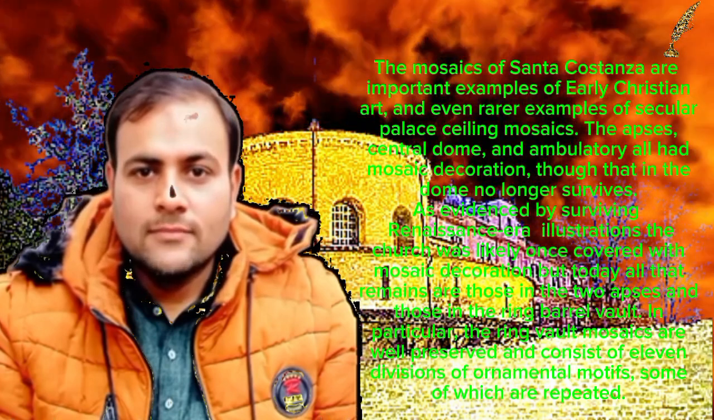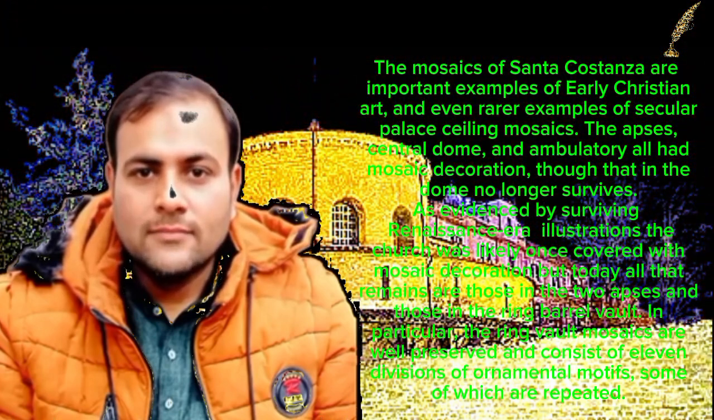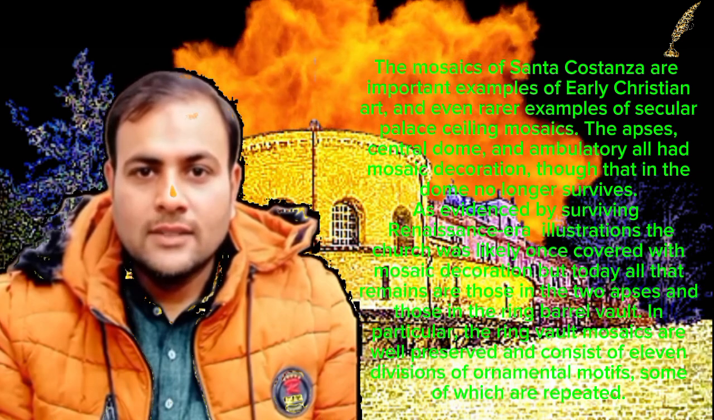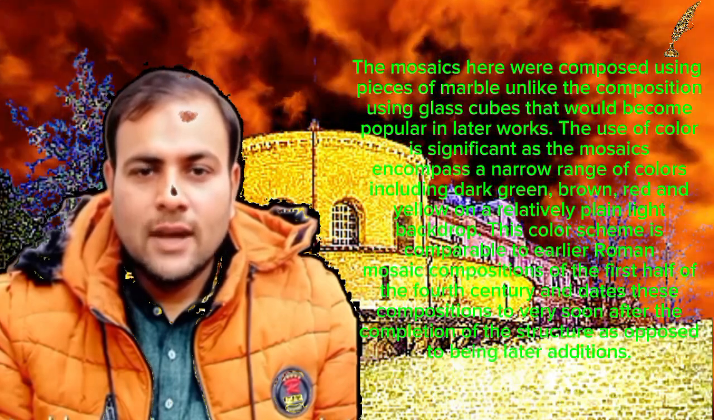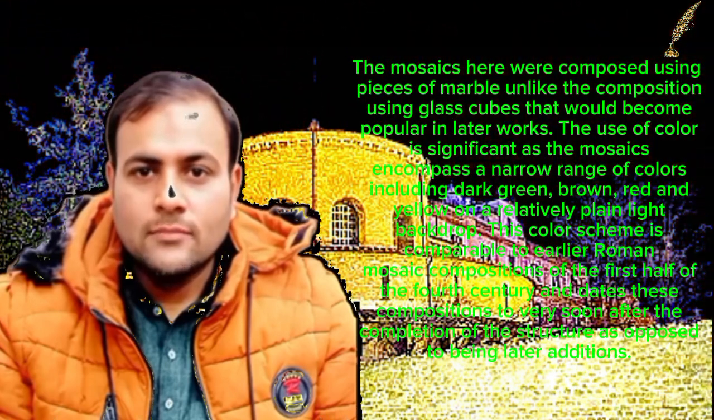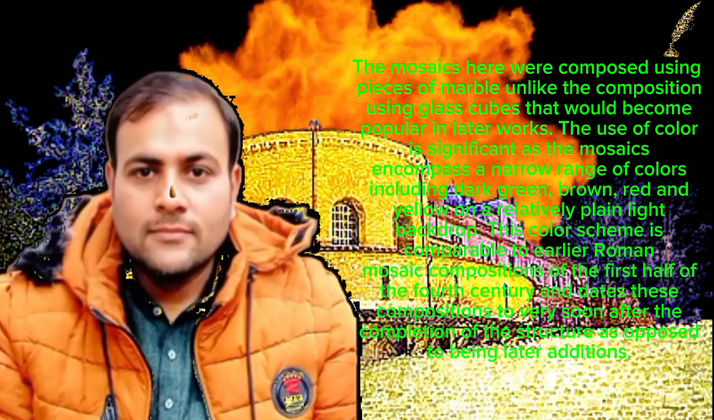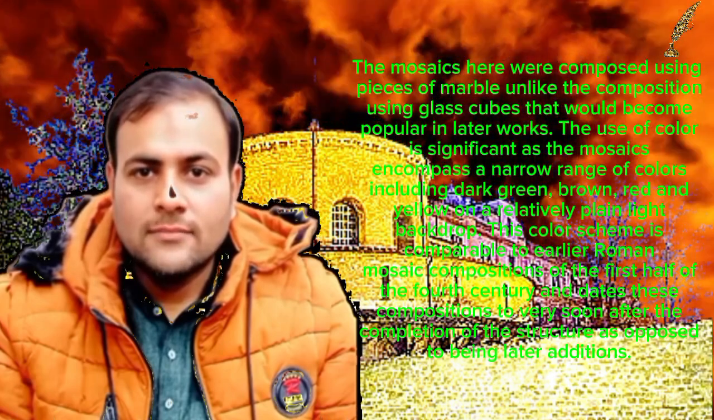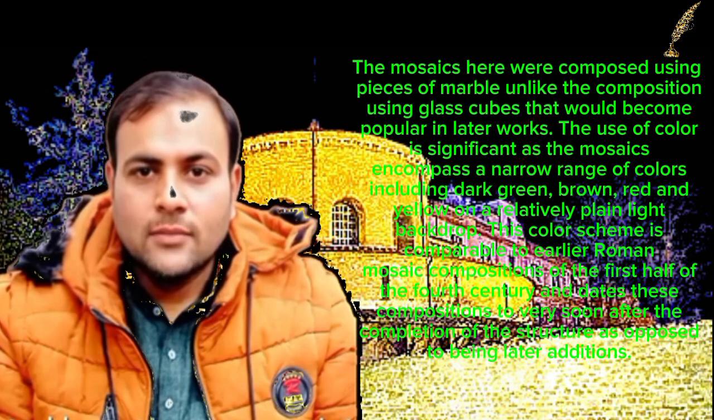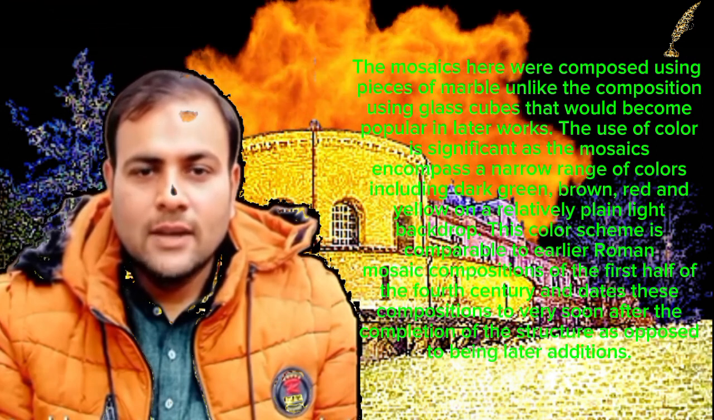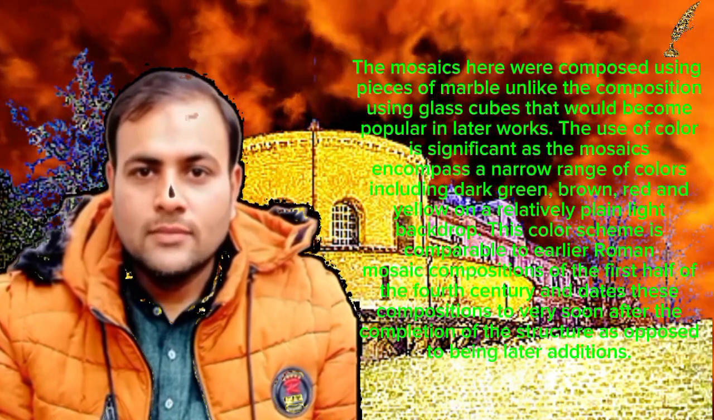In particular, the ring vault mosaics are well preserved and consist of 11 divisions of ornamental motifs, some of which are repeated. The mosaics here were composed using pieces of marble, unlike the composition using glass cubes that would become popular in later works. The use of color is significant as the mosaics encompass a narrow range of colors including dark green, brown, red and yellow on a relatively plain light backdrop.